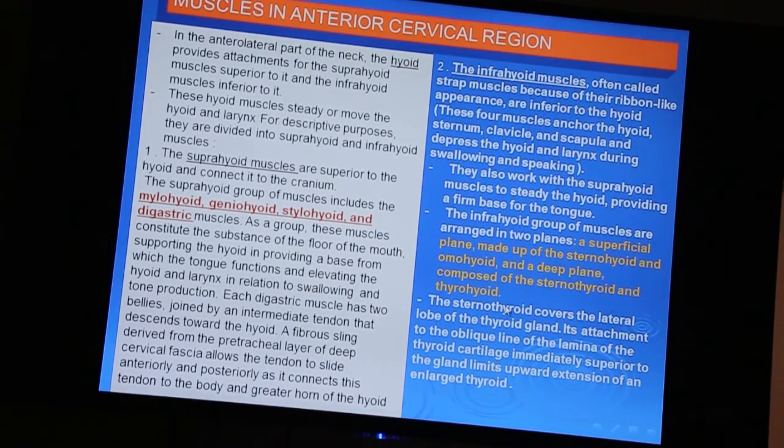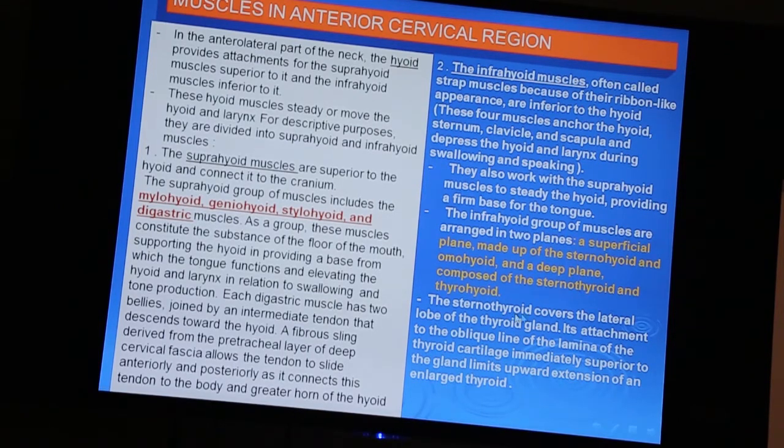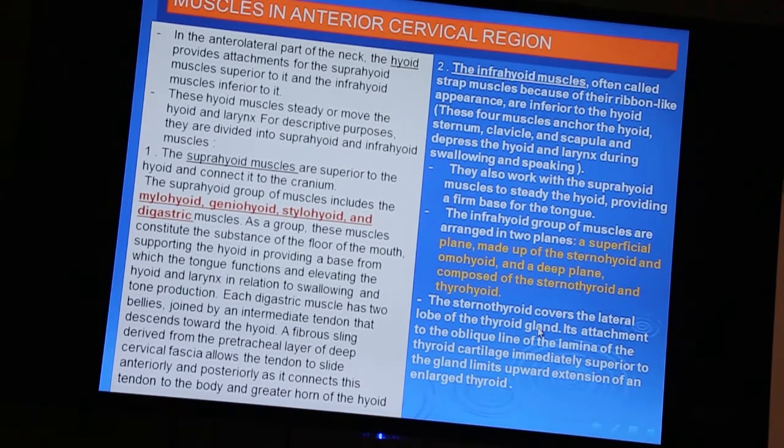The sternothyroid covers the lateral lobe of the thyroid gland. It is attached to the oblique line of the lamina of the thyroid cartilage, immediately superior to the gland, limiting upward extension of an enlargement of the thyroid gland. So if there is an enlargement of the thyroid gland, it will not extend upward because of the attachment of the sternothyroid muscle.